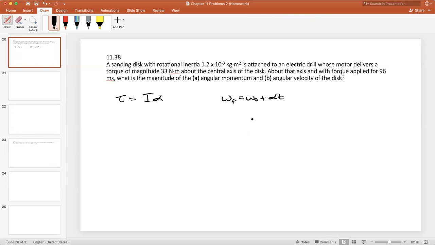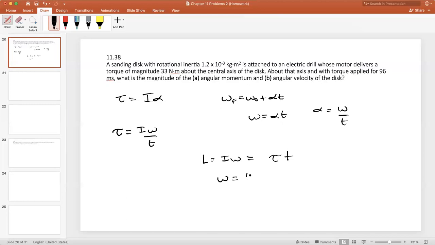We can assume that omega is actually alpha t, right? Or that alpha is omega divided by t. And hence, we get that the torque is I times omega divided by t, or we get that the angular momentum, L, which is I omega, is torque times time. Secondly, the angular velocity, omega, is simply torque divided by I times time.